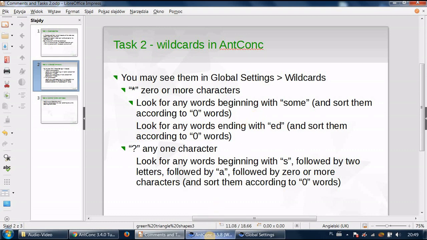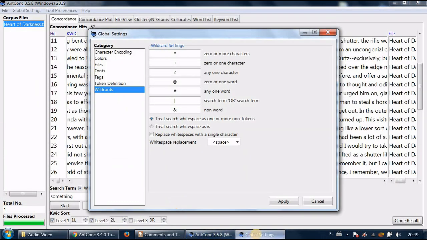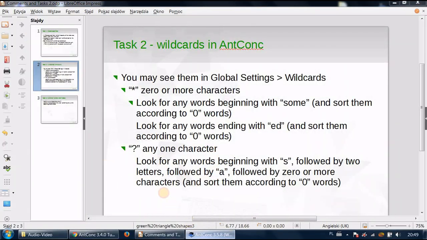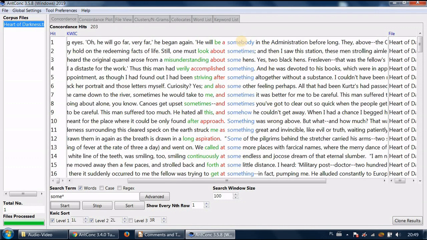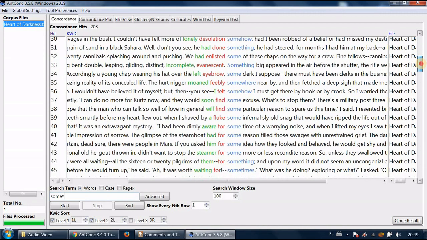Okay, I assume you've done it, so let me do it myself. So I'll look for the word some, followed by asterisk, start, and this gives me, okay, the sort is set to something else for the moment, but you can see that it gives me many different words. Some words are only the very word some, but there are others, somebody, sometimes, something, and you'd find others.